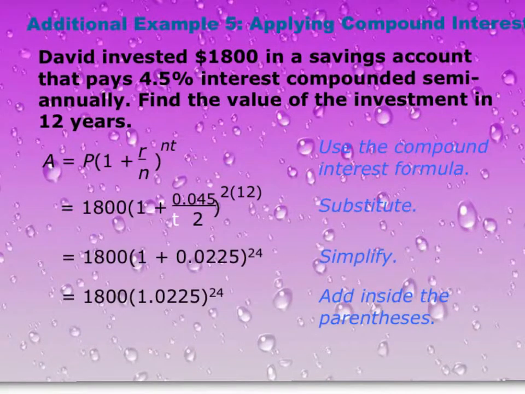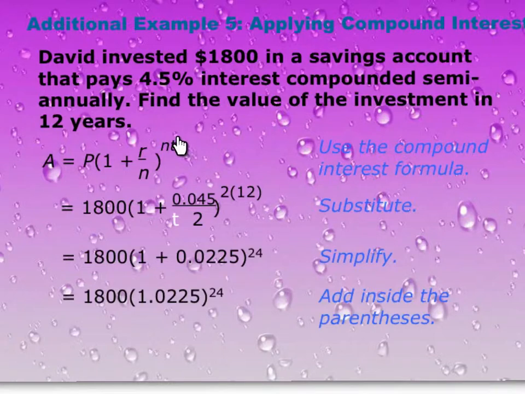Here's an example of that second type of compound problem. Here, David invested $1,800 in a savings account that pays 4.5% interest, compounded semi-annually. Remember, semi-annual is 2. Find the value of the investment in 12 years. So this has to be after 12 years.